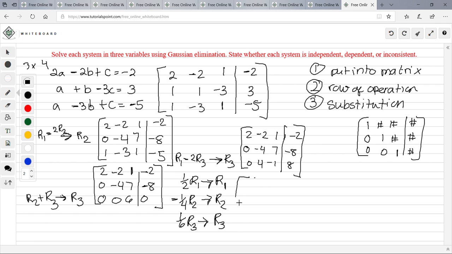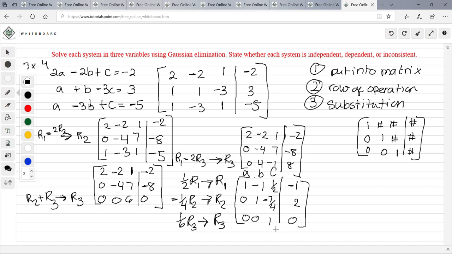So this is going to give us our new matrix: 1, negative 1, and about 1/2. This will give us negative 1, 0, 1, and it's okay to get fractions. It's going to be 0, 0, 1, and 0. So remember this column, we said this is going to be the A column, this is going to be the B column, this is going to be C.